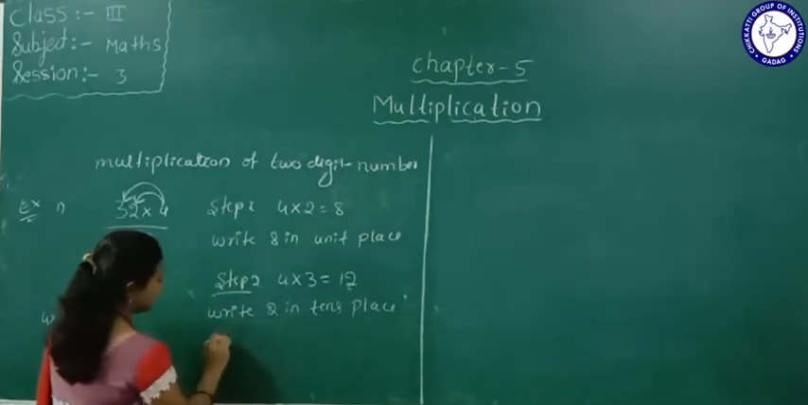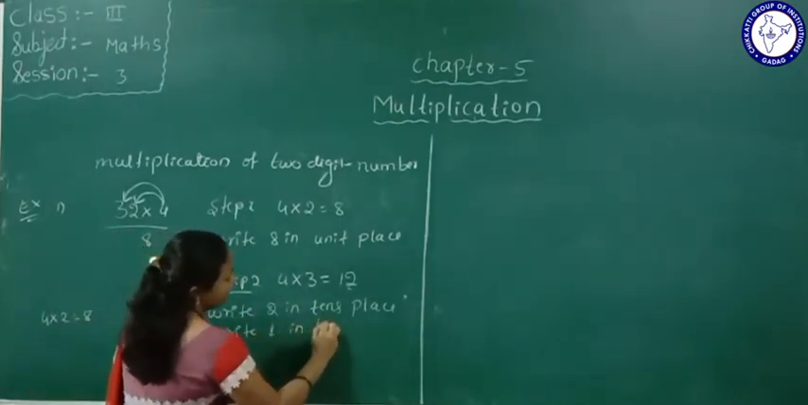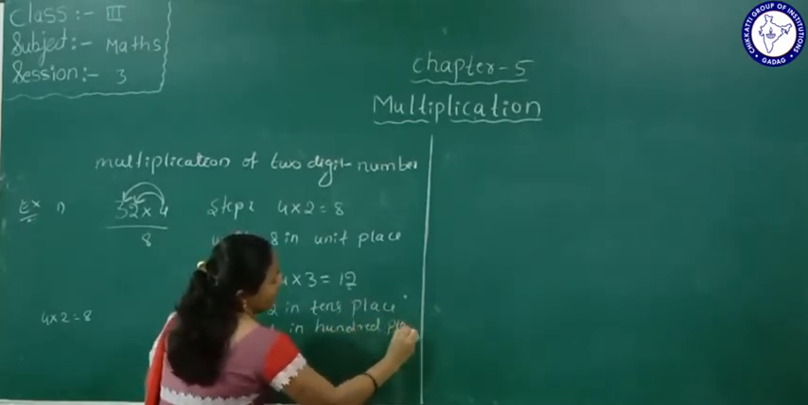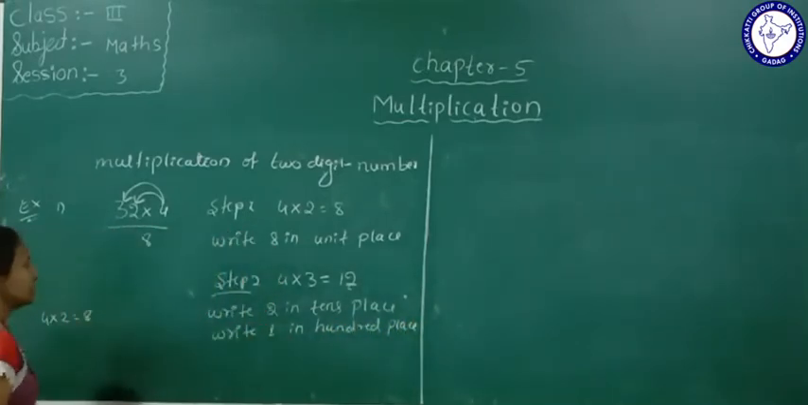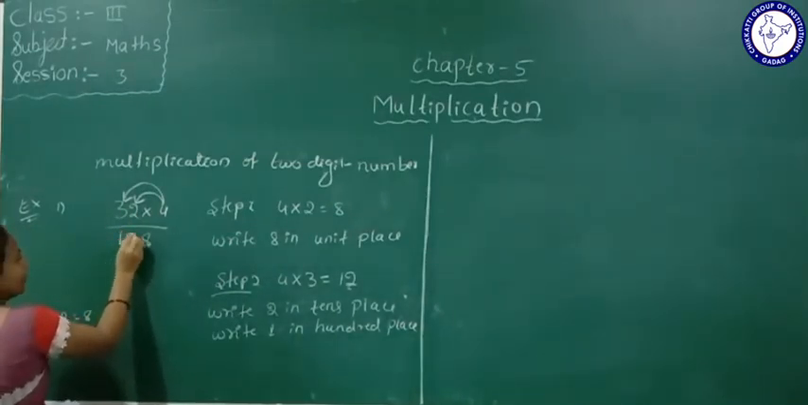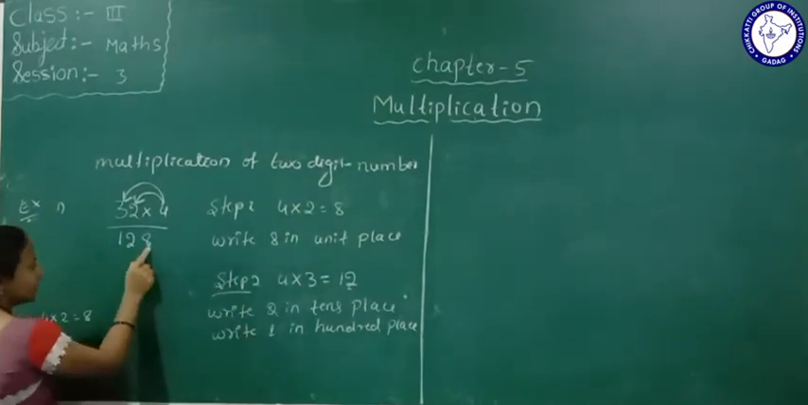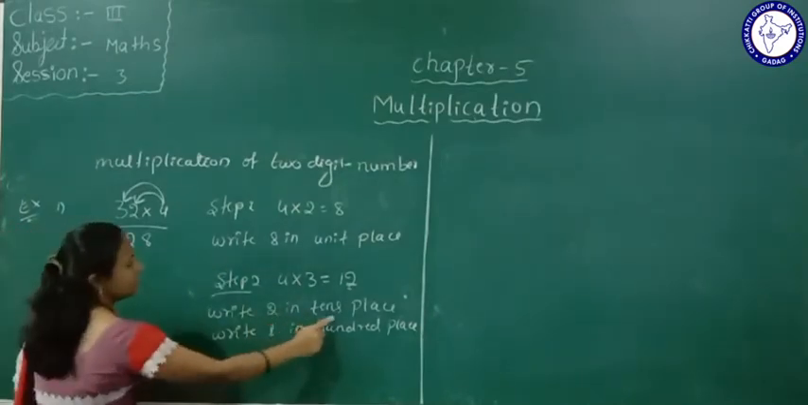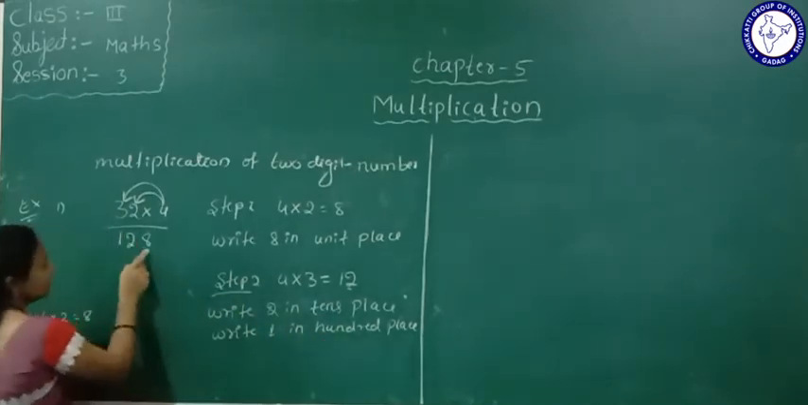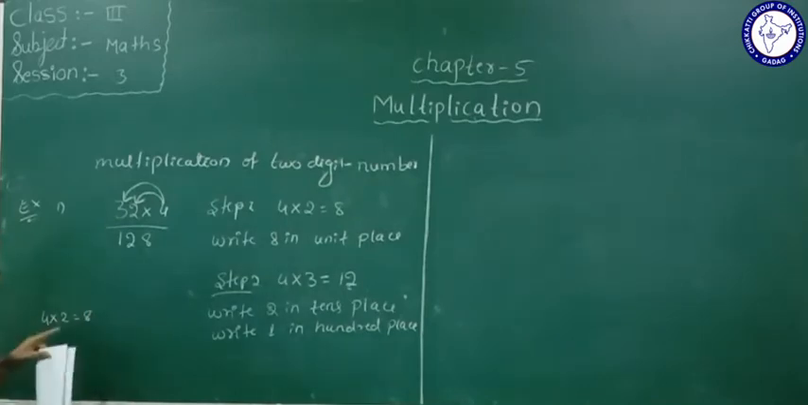Okay, and write 1 in hundreds place. I'll write here: 4 2s are 8, 4 3s are 12. See here students, 8 is unit place, 2 is tens place and 1 is hundreds place. Yes, unit, tens, hundreds. Understood this one? Yes.